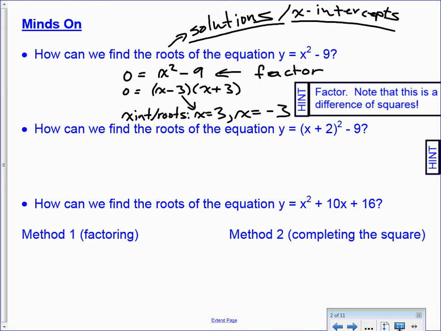Basically, we're just going to factor. It's just a simple difference of squares. That's all we need to know. Now, you just need to remember that sometimes you have to factor using difference of squares. Other times you've got other things you have to do.